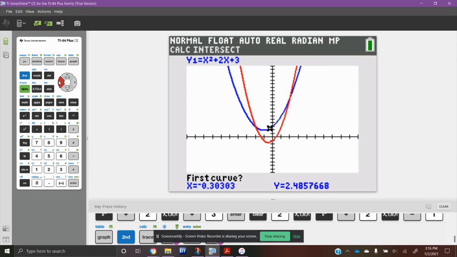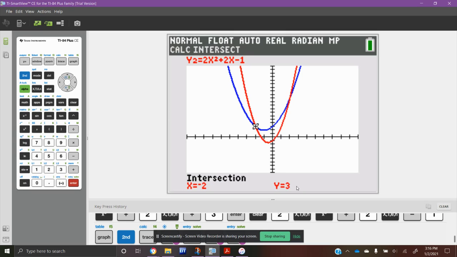So I'm going to move a little closer to one of my intersection points. Hit enter for first curve. It will move it automatically to your second curve. Hit enter for guess. And again, I get my intersection point at -2, 3. Okay, so that's one of my solutions.